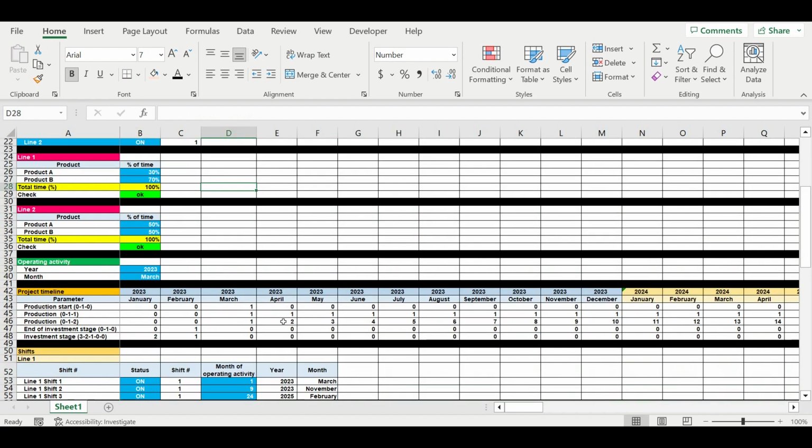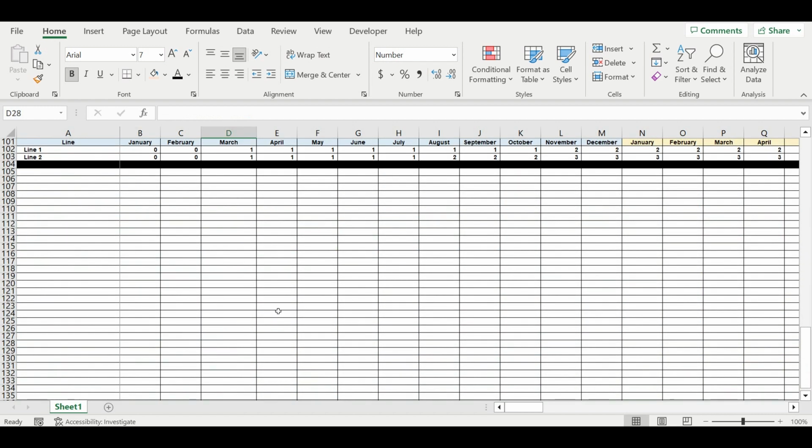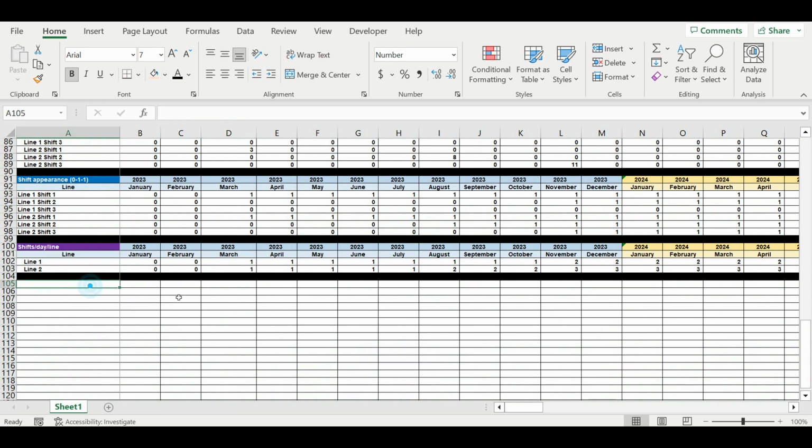Let's put the data back. Then we're going to introduce two very important parameters. So shift duration. This will be nominated in hours. So let's say we have 8 hours in a shift, and this will be the input.